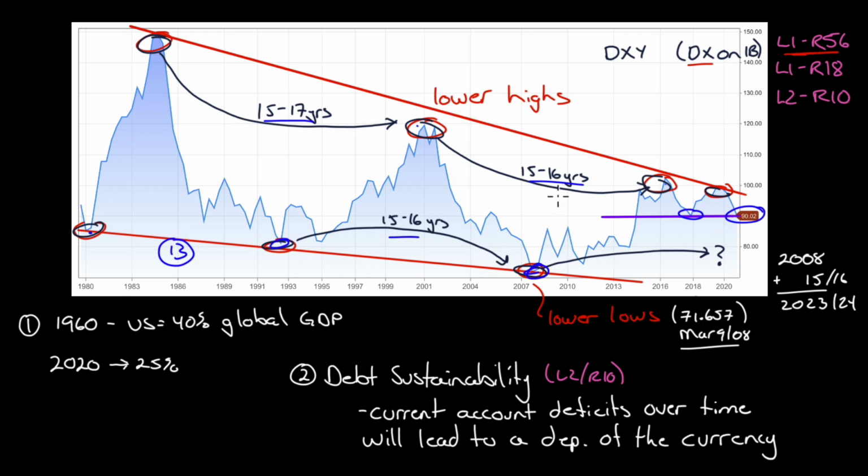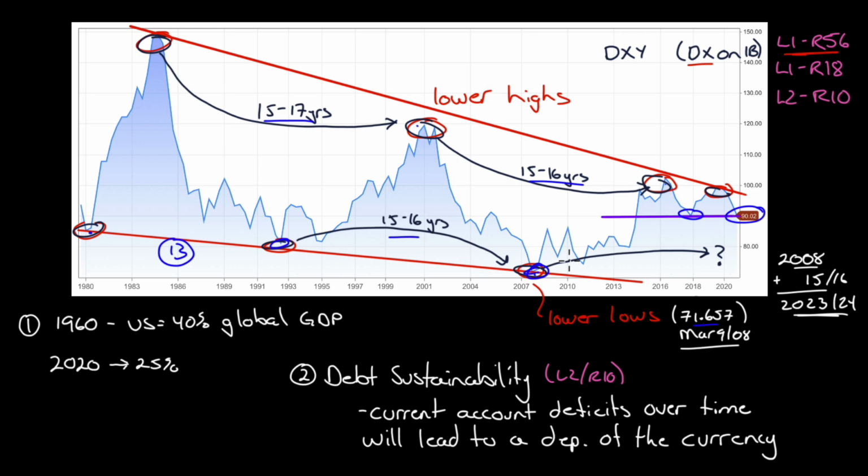If we assume a 15 or 16-year cycle, this low was 2008. That was the March low, March 9th. It was 71.657. So we'll add 15 to 16 years to 2008. We get to 2023 to 2024 for what a technical analyst might say is the time target to make a new low. Now we'll probably take out the March low before that point in time, but we should be making a low sometime at that time. It would be consistent with the cycle.